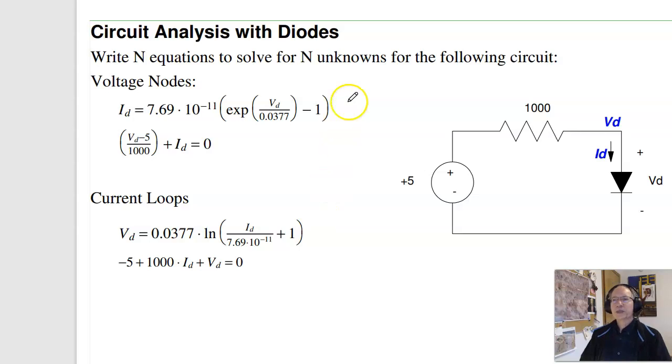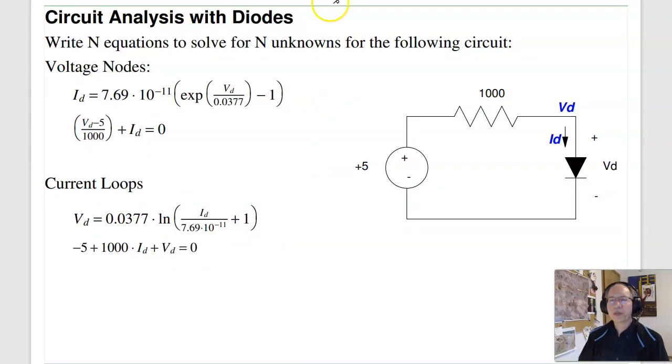So this creates a problem. How do you analyze circuits that have diodes? What we've been doing is writing n equations for n unknowns with linear circuits. I can then throw that in Matlab, use matrix inverse, and solve, using either current loops or voltage nodes. Well, that works for linear circuits. It doesn't work for nonlinear circuits. So how do you analyze nonlinear circuits?